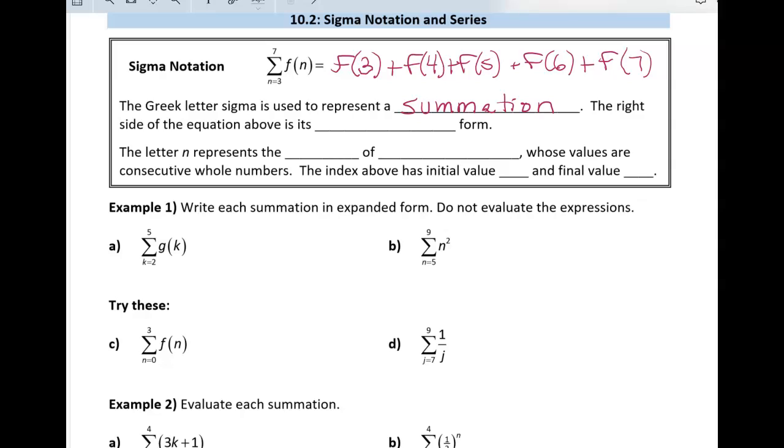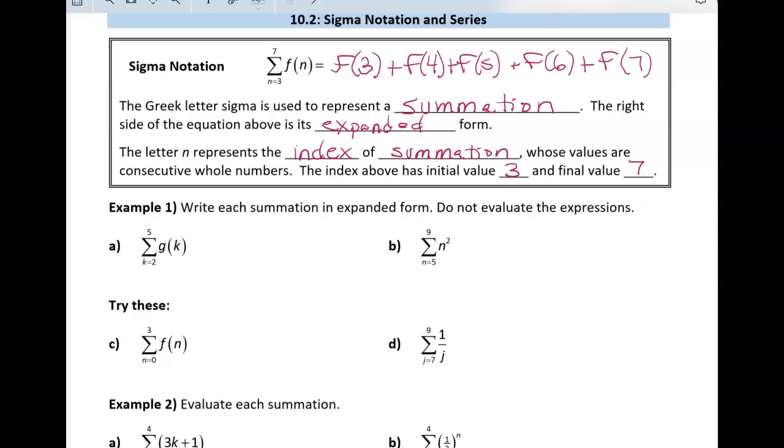The right side of the equation is called its expanded form. The letter n represents what we call the index of summation. And those values are consecutive whole numbers. In the case above, 3, 4, 5, 6, and 7. The initial value is 3, and the final value is 7. So let's see how that works in a particular example.